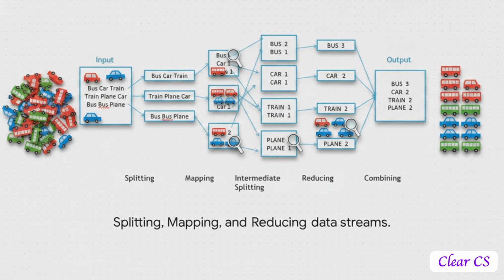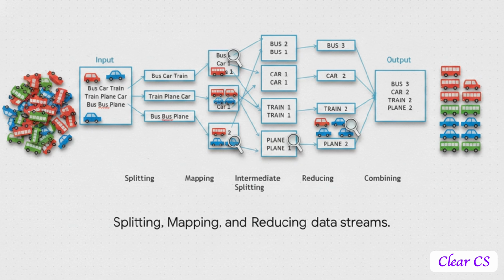Let's walk through how this actually works. Imagine your input is this massive, chaotic stream of different vehicles. Buses, cars, trains, the whole shebang. Reading them one by one would take forever. MapReduce steps in and first splits this huge input up into smaller batches.